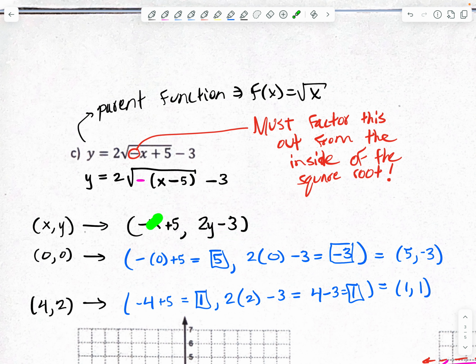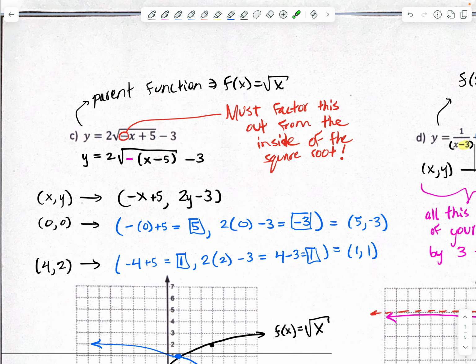Horizontally, well, my x gets multiplied by just negative 1, because a horizontal reflection is like left to right. So it's across or about the y-axis, and then it's shifting 5 to the right. So then I get negative x plus 5.